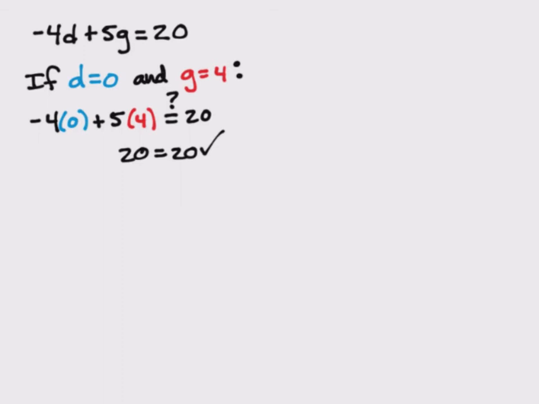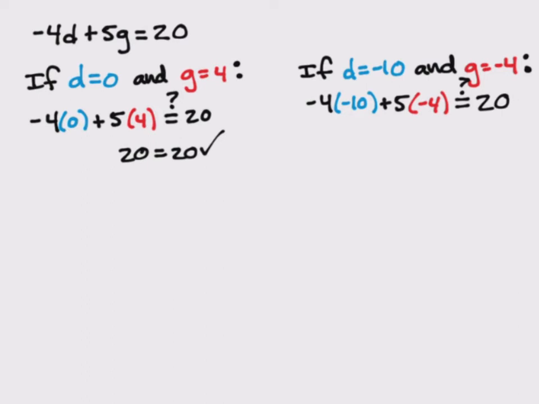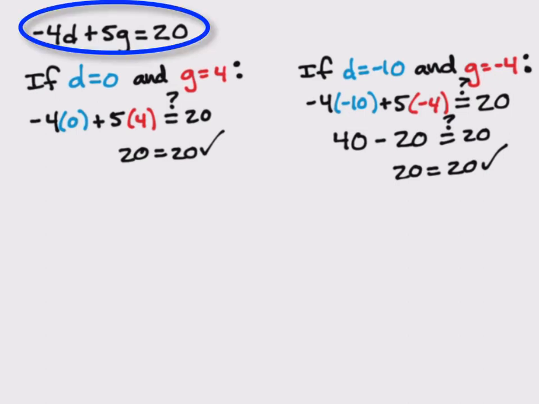Or maybe if d were -10 and g were -4, that would also make that statement true. So d equals -10 and g equals -4 is another solution to this equation. Later on, in order to find way more pairs really quickly, it's going to be really helpful to solve for g or to solve for d. Let's start by solving for g.